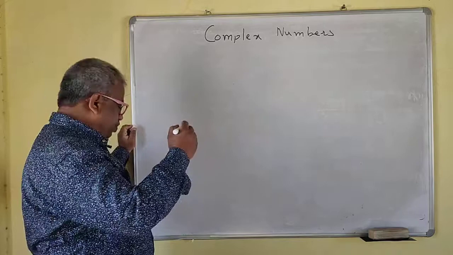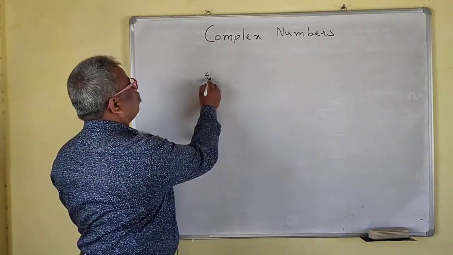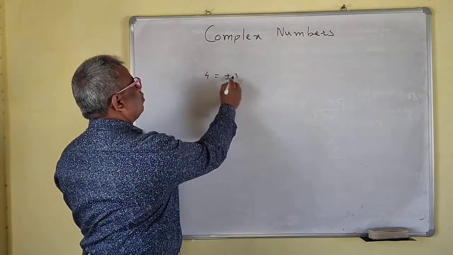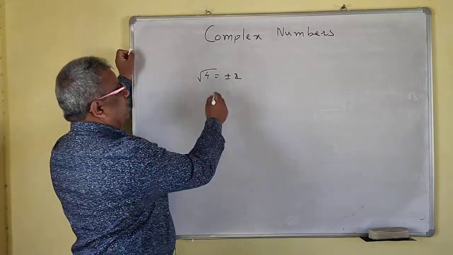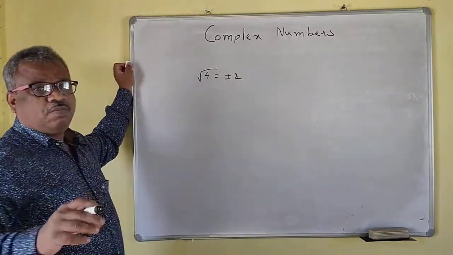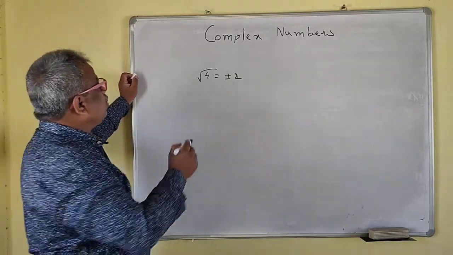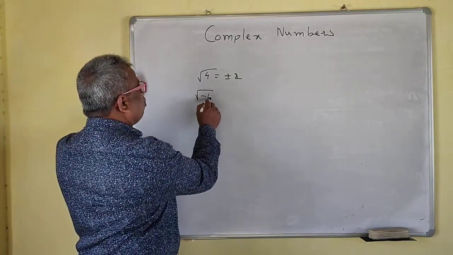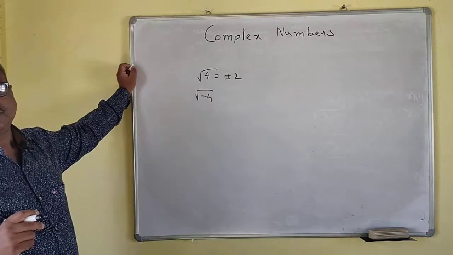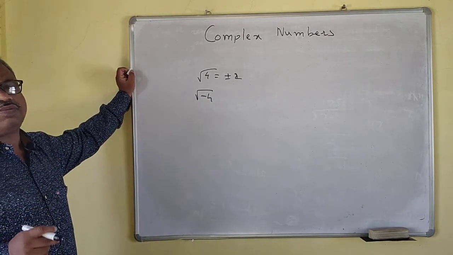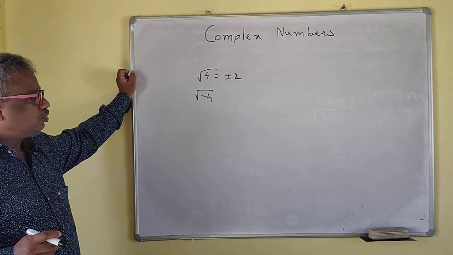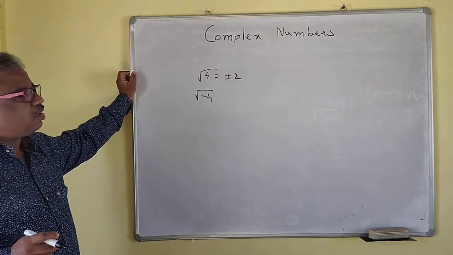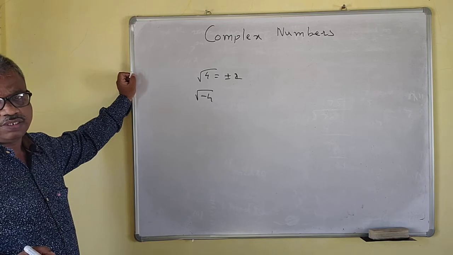Now we can find the root of 4 as plus or minus 2, right? Because 2 squared is 4, and minus 2 squared is also 4. But what happens if we have minus 4? What are the roots of minus 4? Is it plus or minus 2? No, it is not plus or minus 2, because the square of every number is positive.